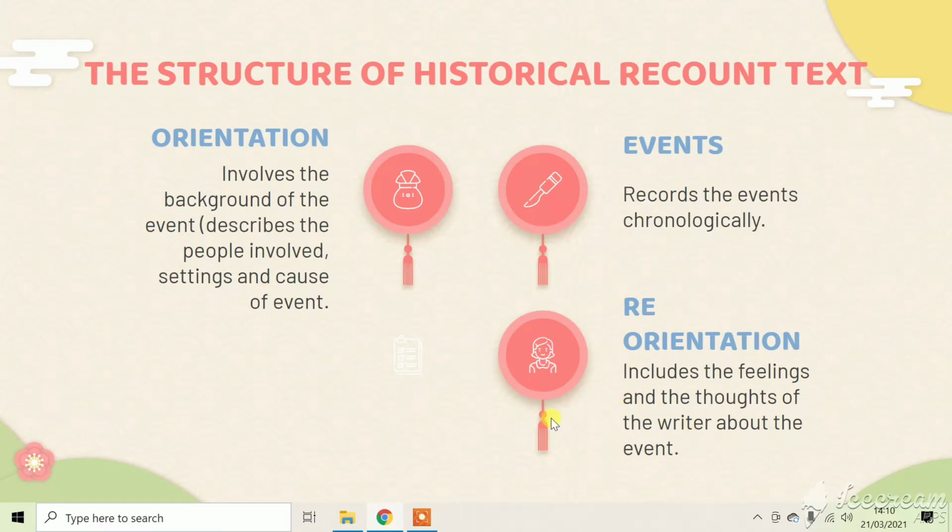Reorientation includes the feeling and the thought of the writer about the event. So what does it mean here? When we are the writer of historical recount, we have to write our feeling or our thought about the event that is given. While when we talk about it as a speaker of historical recount, we have to say something related to our feeling or our thought about the event.